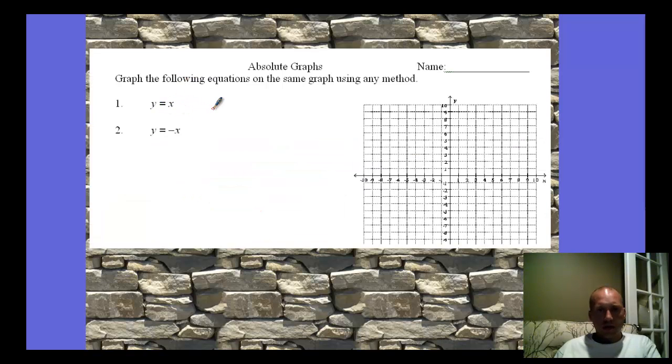So y equals x. Students struggle with this equation at the beginning. It should be one of the easiest ones. There's a few ways to graph it. You can make an xy table. If x is 1, y has to be 1. If x is negative 2, y has to be negative 2 because they are equivalent.